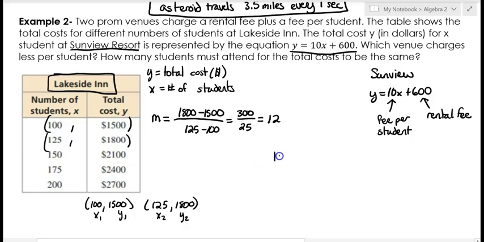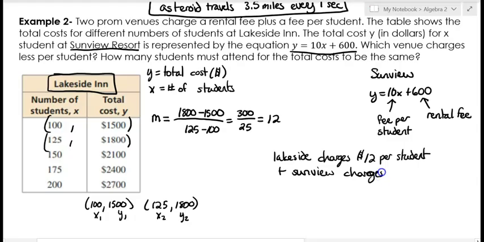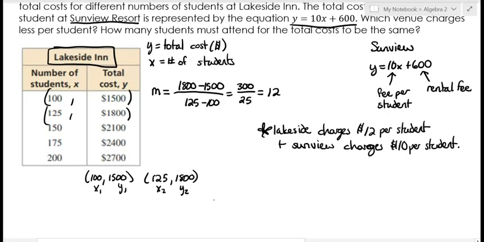So what it tells me is that Lakeside charges $12 per student, and Sunview Resort charges $10 per student. So therefore Sunview is the cheaper one. Okay, but then it also asked us another question. It says, how many students must attend for the total cost to be the same? So to figure that out, we need to finish writing the equation for Lakeside Inn.